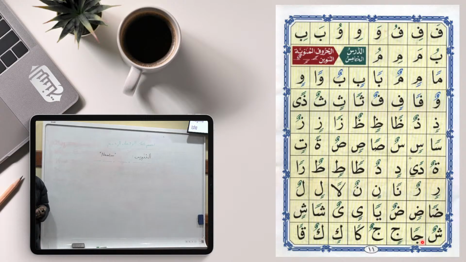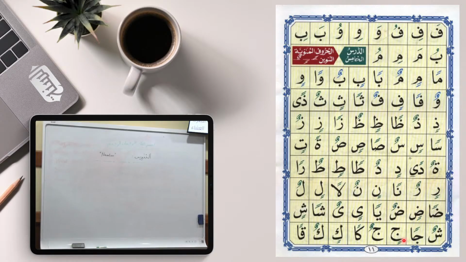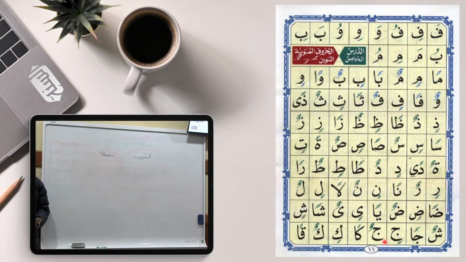Same principle for jim. Jim, when you pronounce it by itself, has a prolongation in the middle of it. Jim. But when you put a vowel of tanwin on it, then you get rid of that prolongation. Jim fathatan jan. Jim kasratan jin. Jim dhammatan jun. Jan, jin, jun.